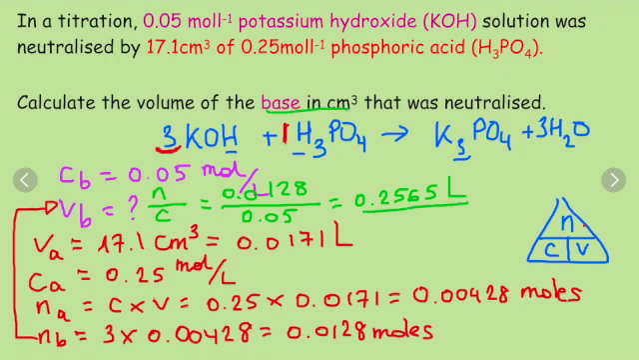Again, they're asking us for the volume in centimeters cubed. So centimeters cubed is the same as milliliters. So we need to multiply by 1000. So 256.5 centimeters cubed. So that is the result.